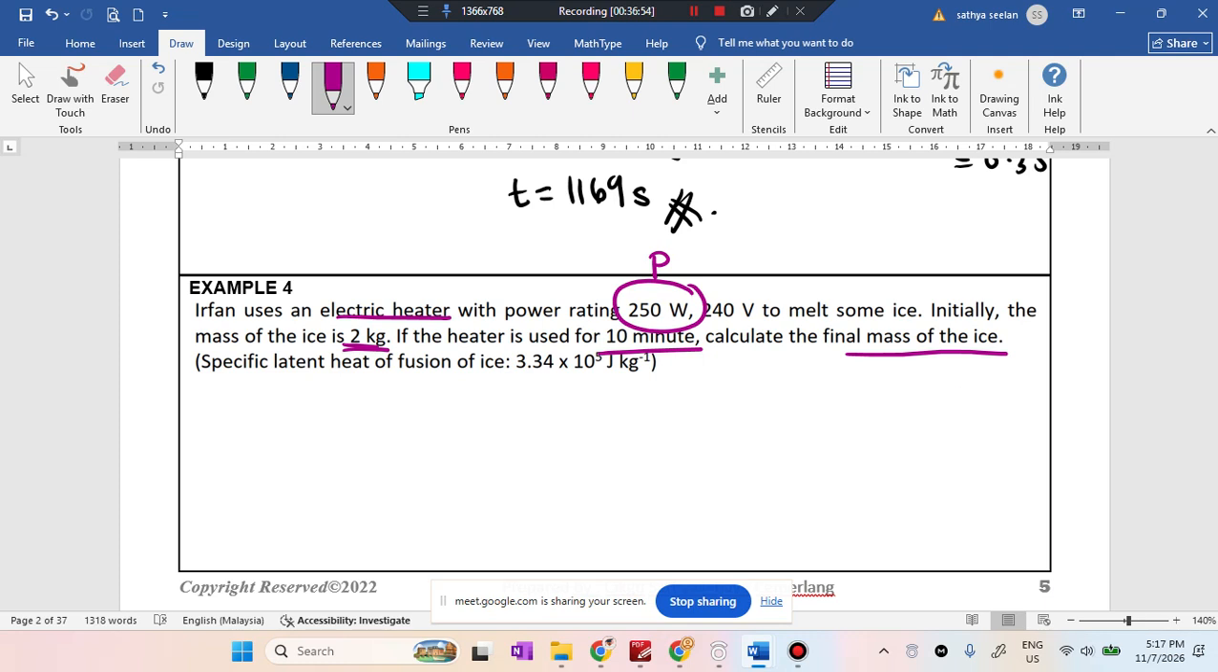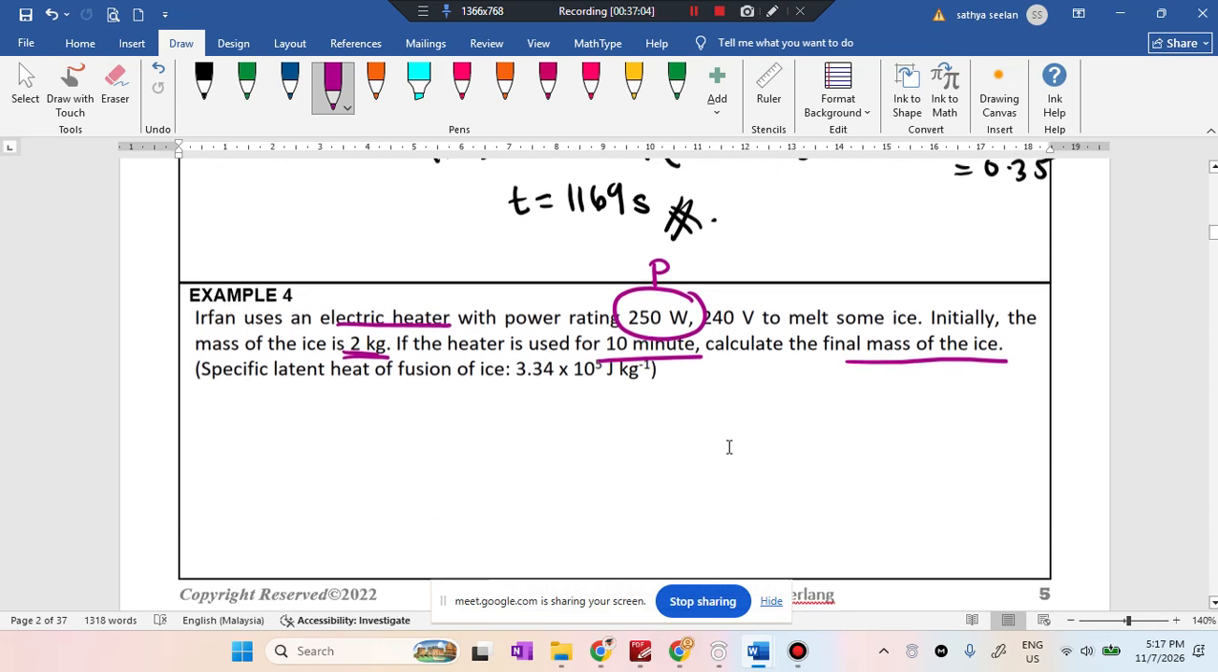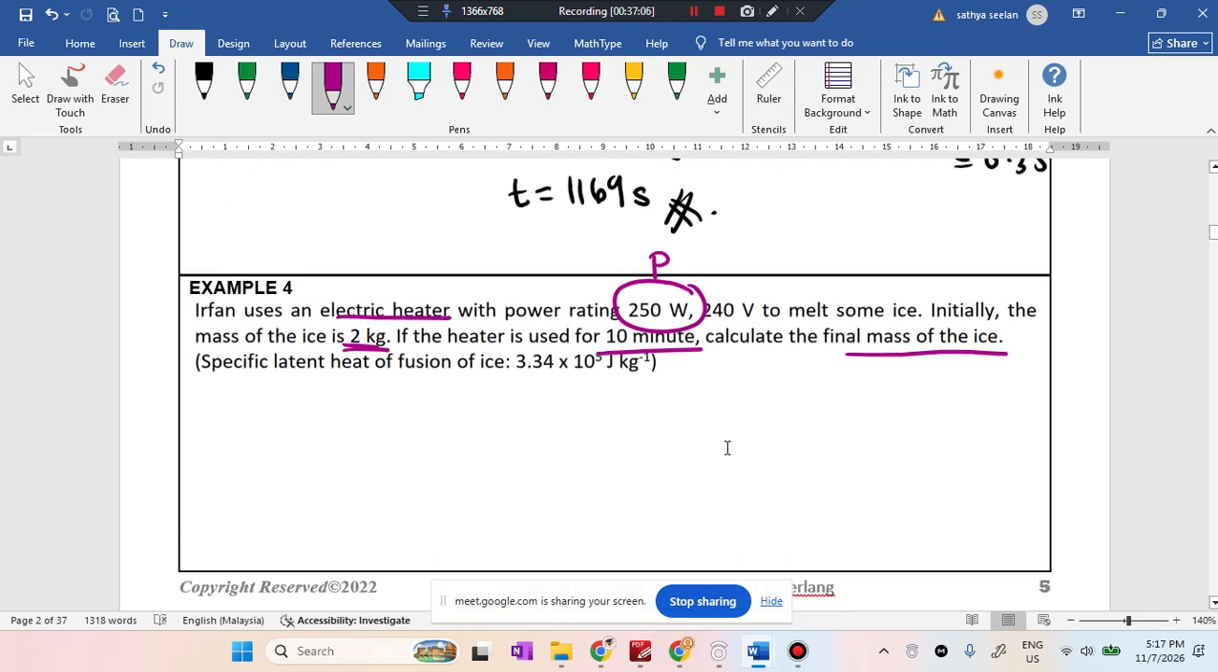Yang ni pun dia tanya final mass of the ice. Tapi kita boleh guna untuk kira apa yang telah lebur saja. Betul tak, guys? So you need to be careful. Baru saya ajar trik dia kan. Jangan buat kesalahan yang sama. Once dia pakai heater, kita kena gunakan PT lah. And yang ni adalah melting, jadi kita panggil ML. MLF if you want to be very sure.